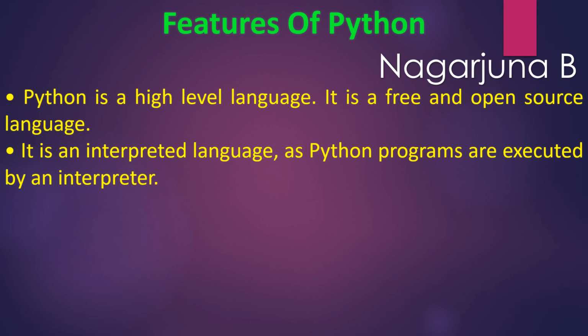As I told you, Python is a high-level language. That means it has English-like statements which are helpful for a user to understand, whereas the machine cannot understand the Python language which is written at a high level. For that purpose, it is interpreted. A Python program is converted into machine language by using an interpreter.